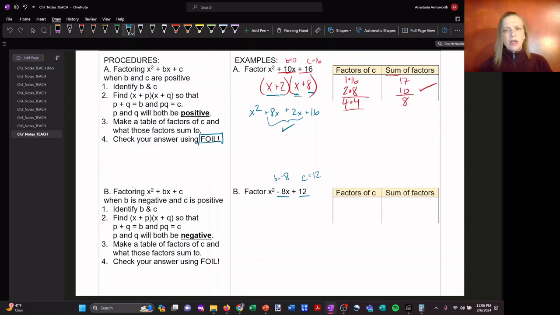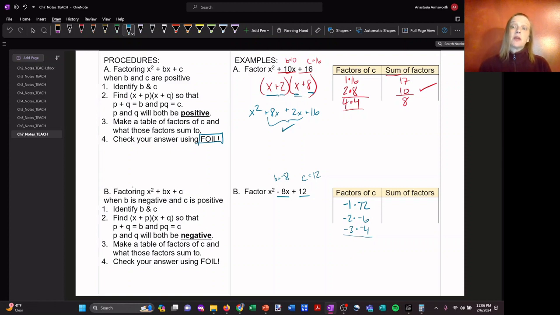So I'm still doing the same strategy. I'm still thinking about what numbers could multiply together to get 12, like 1 times 12. Except this time, my 1 and my 12 both need to be negative, because when I add them together, I need them to be a negative number. So negative 1 times negative 12, negative 2 times negative 6, negative 3 times negative 4. And once you get to where the numbers are the same or one away from each other, you know there aren't any more factors if you're being systematic about listing them. I was just increasing my first factor of C step by step.